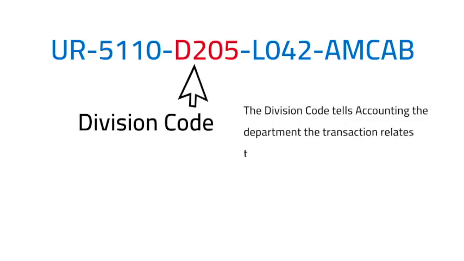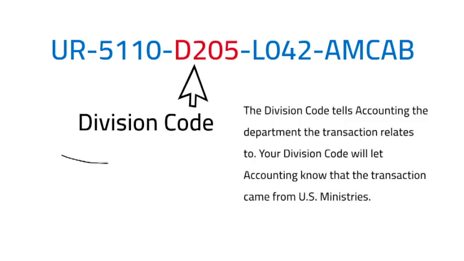After the GL code is the division code. This is a D followed by 3 numbers. The division code tells accounting the department that the transaction relates to. So, your division code will let accounting know that the transaction came from U.S. ministries.